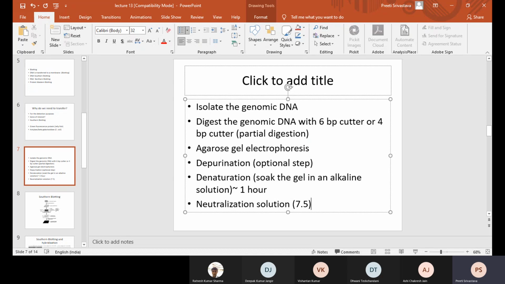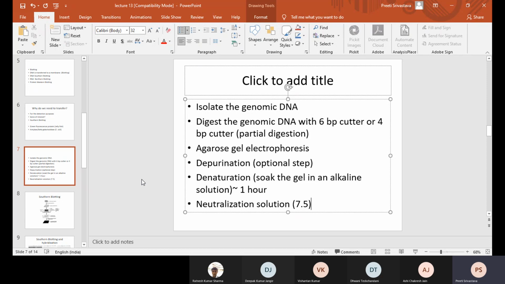So depurination is the removal of purines, and it is selectively done when your fragment or gene of interest is really large, that means above 2 kb or 3 kb. That's why it's an optional step. But for smaller genes, you can straight away go to denaturation solution followed by a neutralization solution. The purpose of the neutralization solution is only to make the pH neutral. And once you do that, class, the next step is the transfer of DNA.